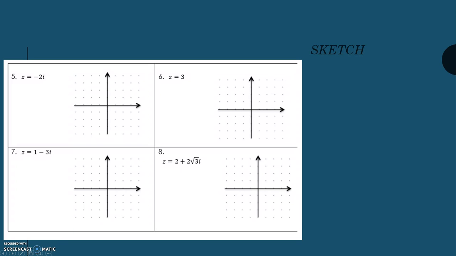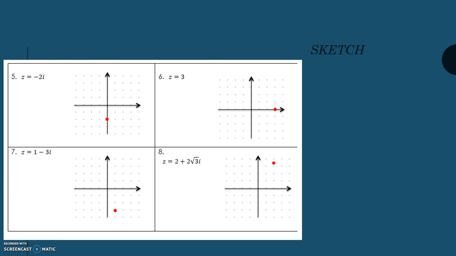Just continuing, we're going to sketch these. If I have -2i, that means I'm going to go on the complex number axis and go down a length of 2. If I have z equal to 3, that means I'm on the real number line at 3. Then 1 minus 3i is found here. And then 2 plus the square root of 3 i, the square root of 3 is a little more than 3, I believe 3.7 or 3.8, something like that. Okay, so that's the idea.